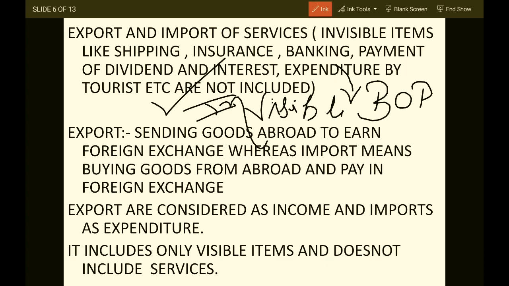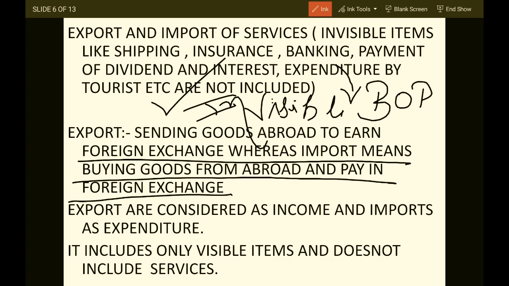Export means sending goods abroad to earn foreign exchange, whereas import means buying goods from abroad and paying foreign exchange. If India is purchasing from USA, they have to pay in dollars. So what will happen? They have to exchange their currency.